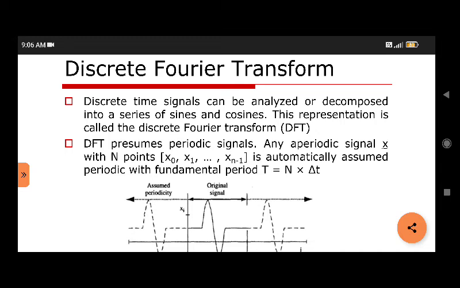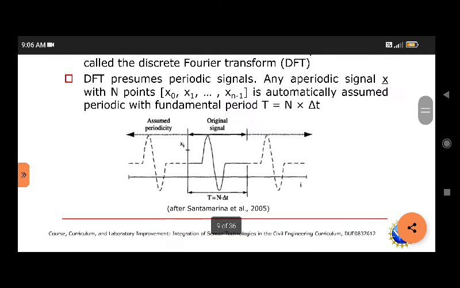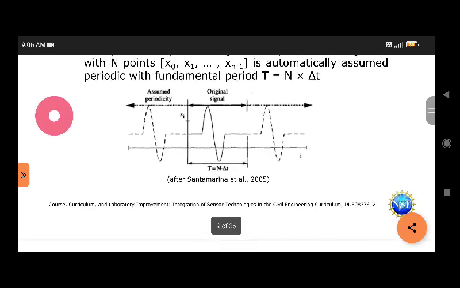Any periodic signal x with N points x0, x1 up to x(N-1) is automatically assumed periodic with fundamental period T equal to N times dt. So here it is not perfectly periodic, this is an aperiodic signal, but we can convert this aperiodic signal into a periodic one like this. Okay, so this is the original signal and this is the assumed periodicity. So by using this we get the time period of that signal.